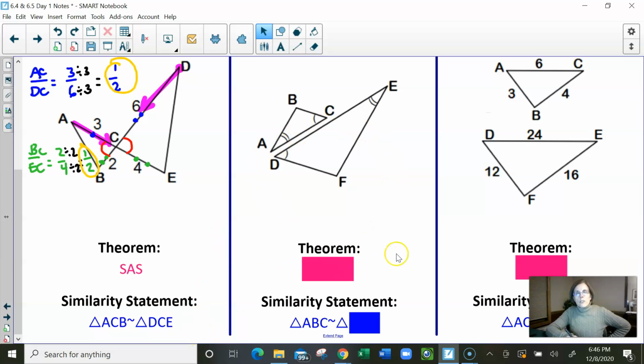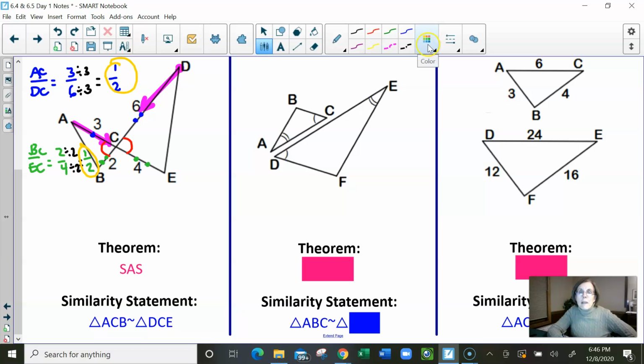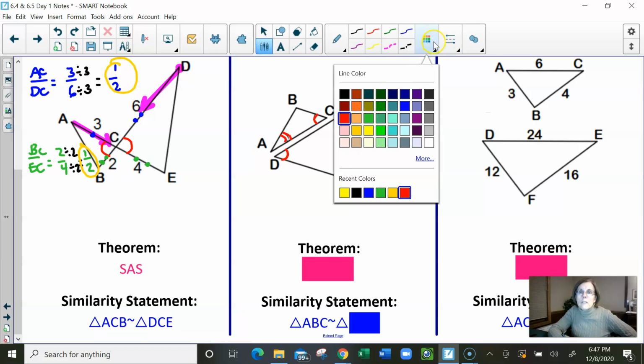What theorem do you think we can use on example number 2? Look at what they give you. What do they give you? How many pieces of information? I notice that I have some angles, and they already have them marked. Angle C and angle D are marked with 1 arc mark. Angle A and angle E are already marked as congruent with 2 arc marks. So we have, actually let me list these out.